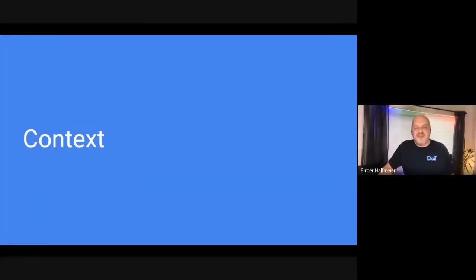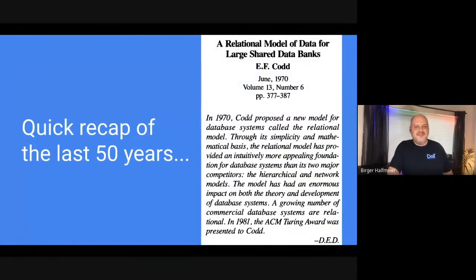To provide the context for this talk, I want to go back in time a little bit and talk about what's been happening in the recent past, or more precisely in the recent 50 years, because this year is actually the 50th anniversary of the relational model for databases as it was presented by Edgar F. Codd in 1970. It's really changed the way we think about databases.